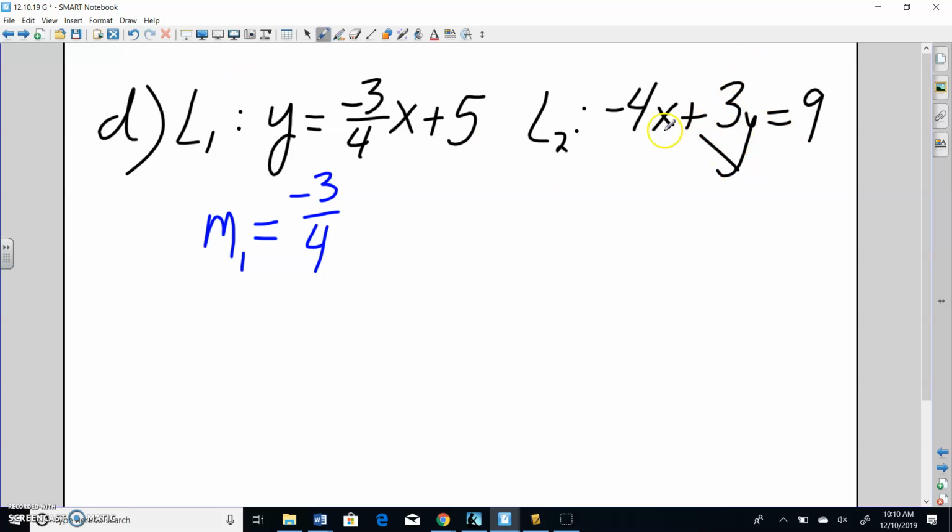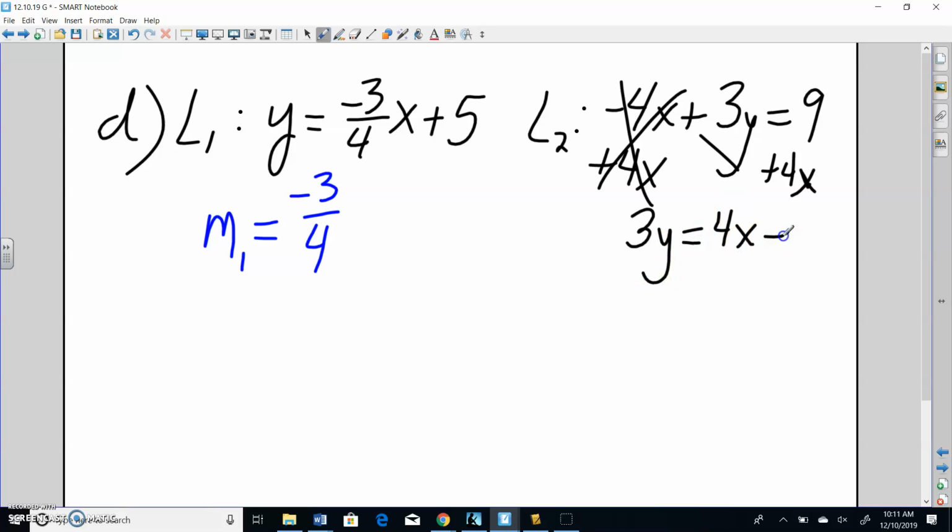Line 2, we have to do a little bit of work too because the y is not isolated. So how do I get rid of that -4x? What do I do to both sides, Austin? I want to move that -4x over. Yep, we're going to add 4x to both sides. And that gives me, those are gone, so I have 3y equals, I like to put the x term first. So 4x plus 9.